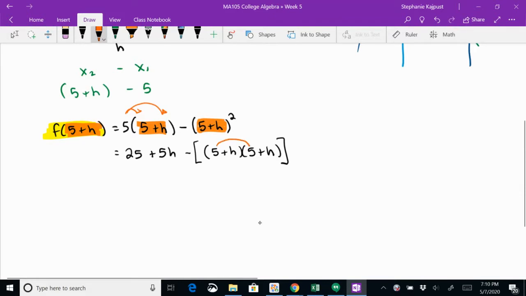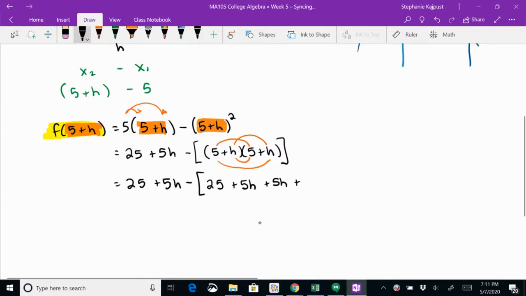So when I FOIL, I'm going to first do the 5 times 5. So I'm going to go here, 25 plus 5h minus, and then in my brackets, 5 times 5 is 25. And then I multiply the outsides, which is 5 times h, which is plus 5h. And then I multiply the insides. h times 5 is another 5h. And then h times h gives you h squared. So I FOILed that out.